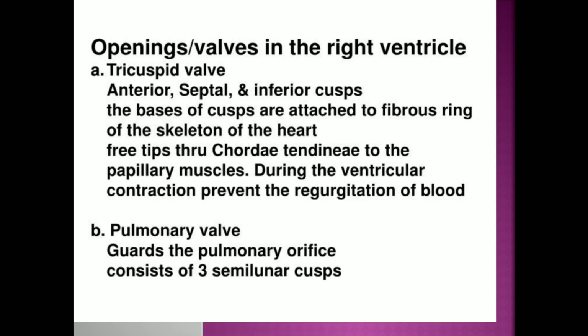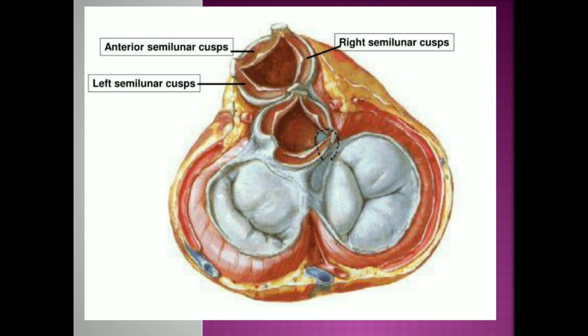Then next, the right ventricle has valves: one is the tricuspid valve and the other is the pulmonary valve. The tricuspid valve guards the atrioventricular orifice, meaning blood from the right atrium flows into the right ventricle through the tricuspid valve. Next is the pulmonary orifice with the pulmonary valve. Blood from the right ventricle flows into the pulmonary trunk, and from there it goes into the lungs. You can see the valves in this figure.